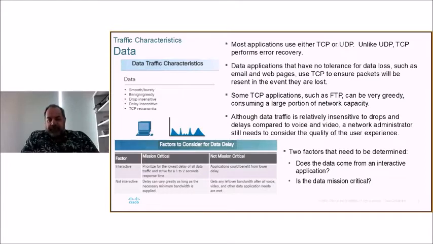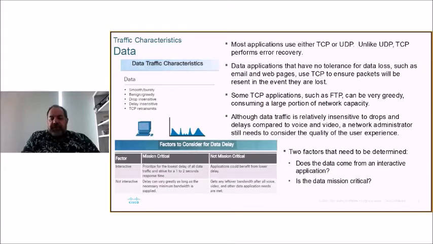All right, data. So most applications use either TCP or UDP. Unlike UDP, TCP performs error recovery. Data applications that have no tolerance for data loss, such as email and web pages, use TCP to ensure packets will be resent in the event they are lost. Some TCP applications, such as FTP, can be very greedy, consuming a large portion of network capacity. Although data traffic is relatively insensitive to drops and delays compared to voice and video, a network administrator still needs to consider the quality of the user experience.